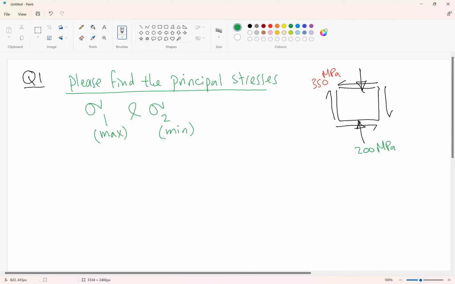What is the formula for sigma 1, 2, or sigma max, sigma minimum? So sigma 1, 2 equals sigma x plus sigma y over 2 plus or minus root. Just a second, I'll show you first the formula.